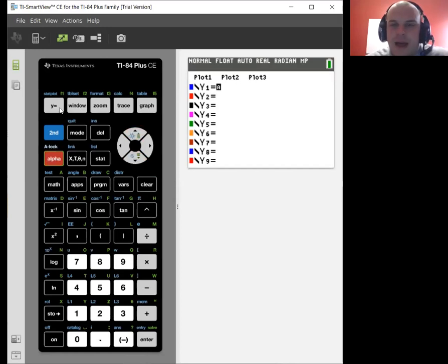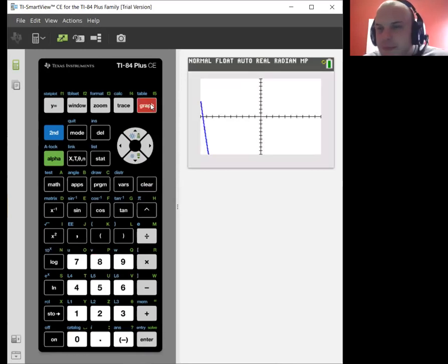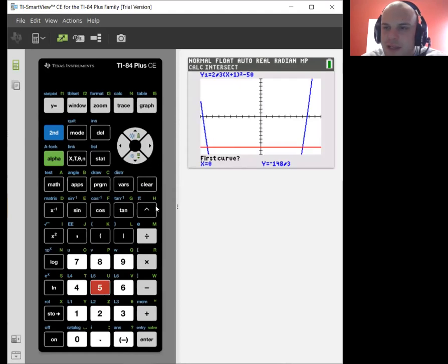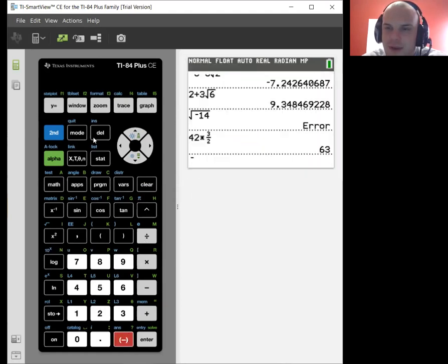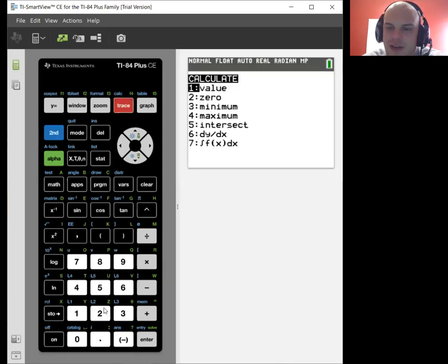We can do alpha y equals to type the 2/3, parentheses x plus 1 squared minus 50, and it was equal to negative 8. Now you could actually solve that by hand, but if we were to look at this, we can actually find our 2 intersection points. So second calculate, intersection. I'm going to test something out, see if this will actually work. If I type, nope, didn't work. Dang, graph. So second calculate, intersection.